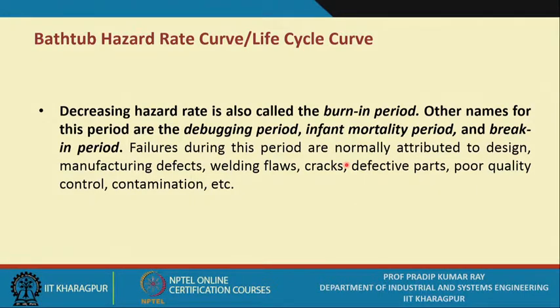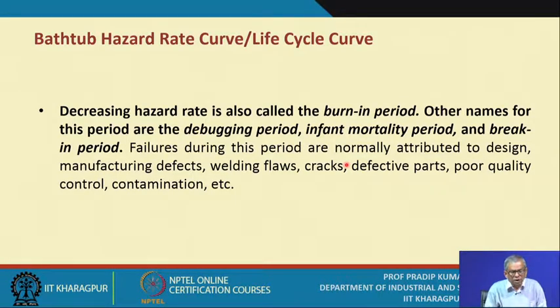Now, the decreasing hazard rate phase is also called the burn-in period. That is phase 1. Other names for this period are the debugging period, the debugging phase I have already mentioned, the infant mortality period or child mortality phase, and the break-in period. This is also referred to as the break-in period.